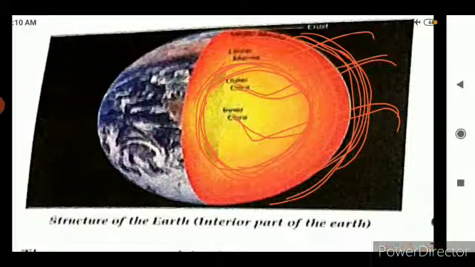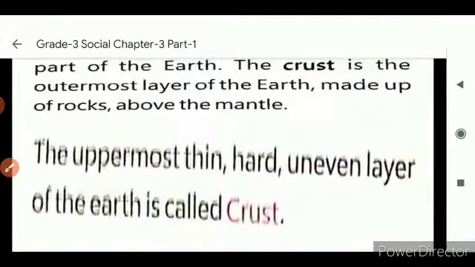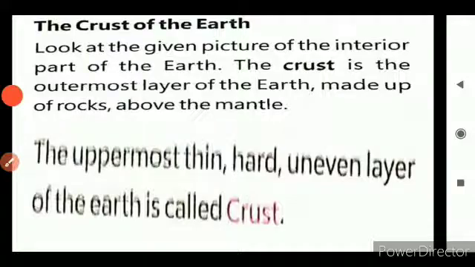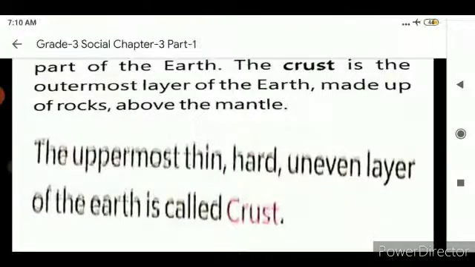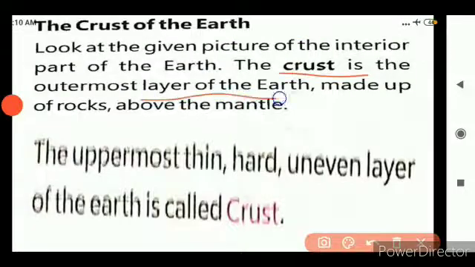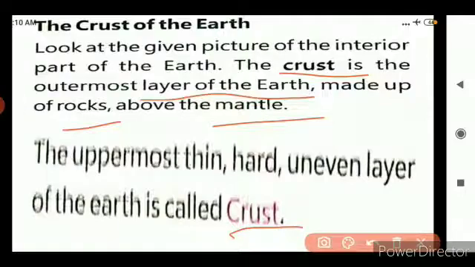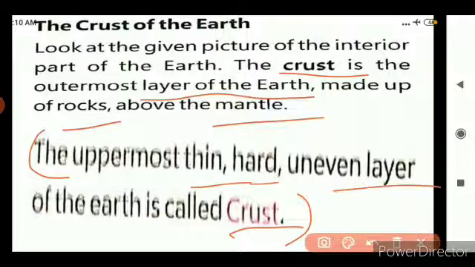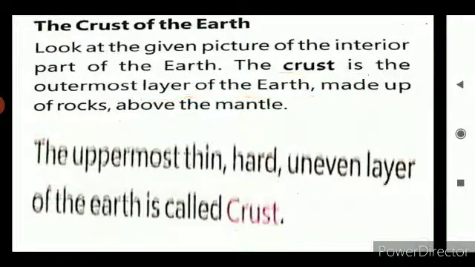Okay children, shall we see the explanation now? Yes, look at the given picture of the interior part of the earth. The crust is the outermost layer of the earth, made up of rocks above the mantle. Here is the definition for crust. The uppermost thin, hard, uneven layer of the earth is called crust. Shall we move?